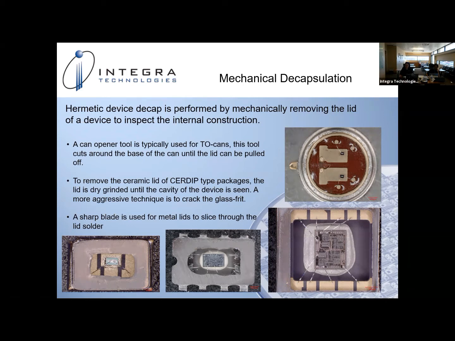And then we have metal lidded devices. We essentially use a sharp razor to slice through the lid attach and remove that top lid, if you will. The bottom right-hand image is showing a device in which the metal lid was removed.